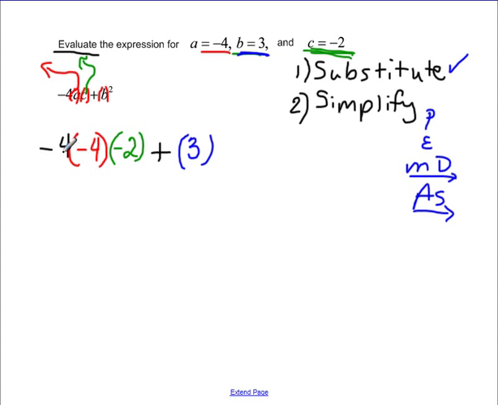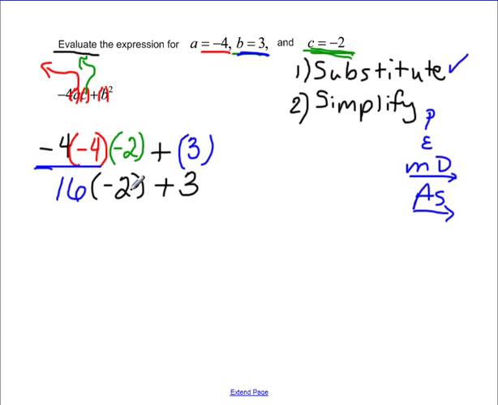So we're going to start here. We're going to start with multiplying, because I don't have anything inside parentheses that I can do, and I don't have any exponents. So let's start multiplying left to right. So -4 times -4 is +16. So that +16 is going to come down. I'm going to bring down the -2, and I'm going to bring down that +3. And because there's no negative with that 3, I can just go ahead and bring that 3 down. I'm not going to need those parentheses.